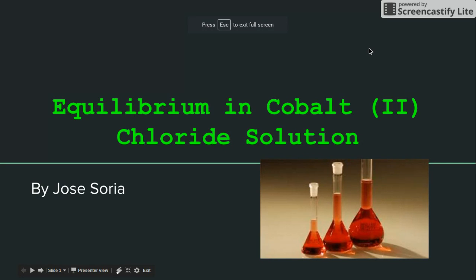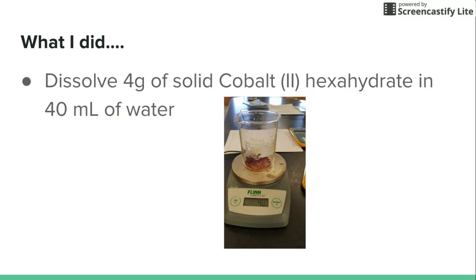So the experiment I did was the equilibrium of a cobalt(II) chloride solution. What I did was I dissolved 4 grams of solid cobalt(II) chloride hexahydrate in 40 milliliters of water. As you can see, my calculations, well, my weight is pretty on point.